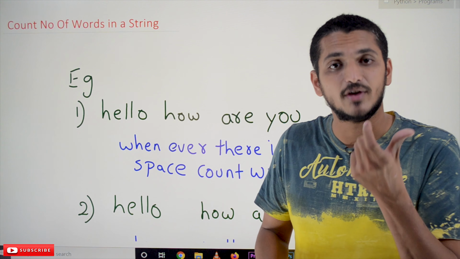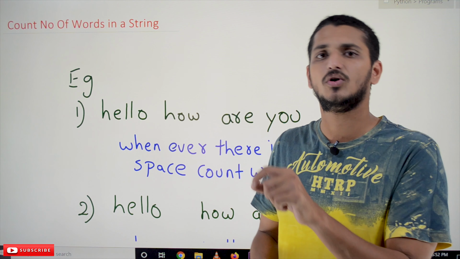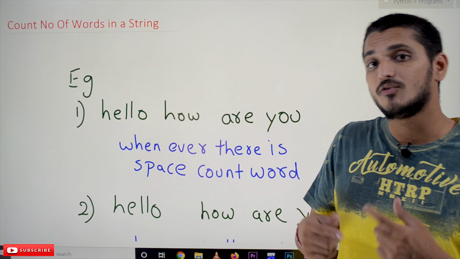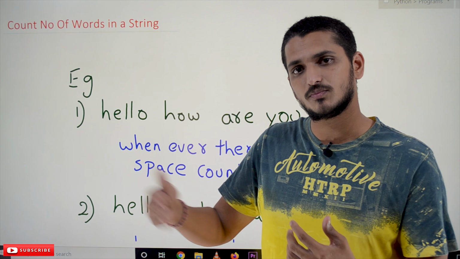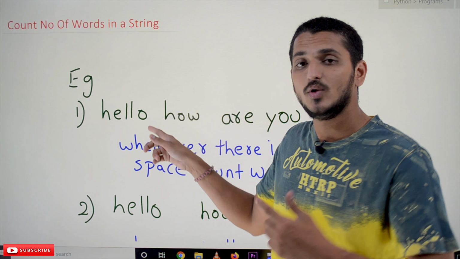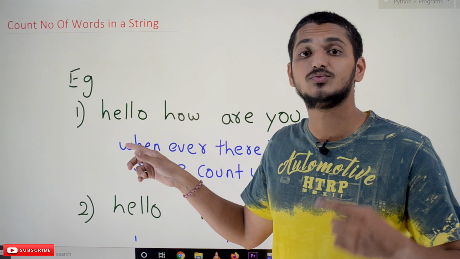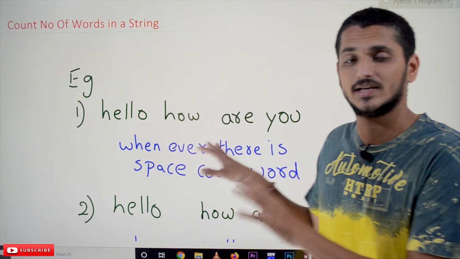We take a word count variable. The word count variable is taken as 0, and we keep on updating the word count value by +1, +1, +1. Whenever we find a space, we have to increase the word count. That is what we are doing here according to this example.